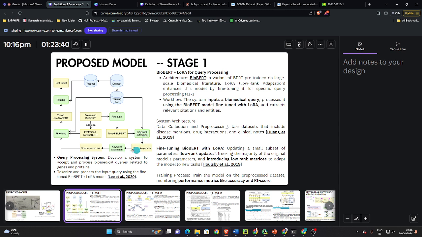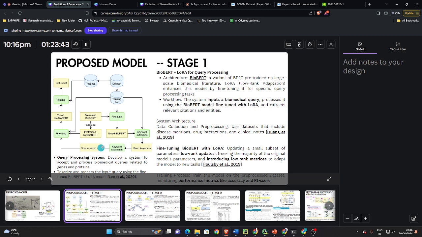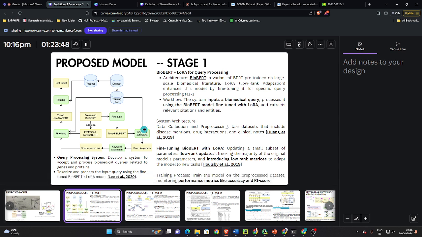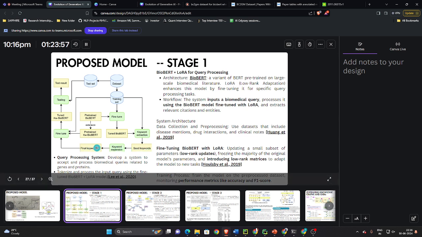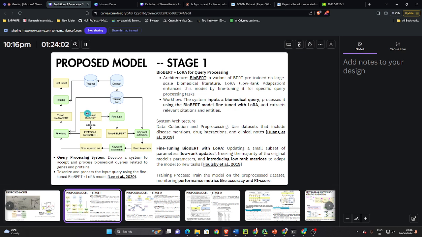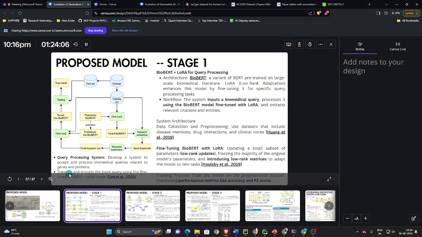Once keywords have been extracted, these are expanded into the final keyword set. We already have a set of seed keywords, and this is merged with the keywords extracted by the tuned BioBERT over the entire set of training papers. Once this final keyword set is formed, it comes over here. Now, over the pre-trained BioBERT, there is a small extension added. This extension is LoRA, which tokenizes and processes the input query using the fine-tuned BioBERT plus LoRA model. It's added and brought over here.